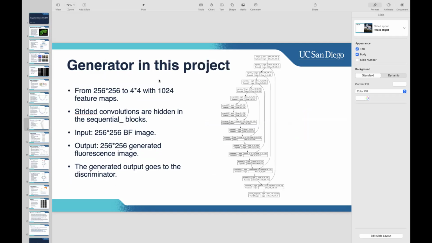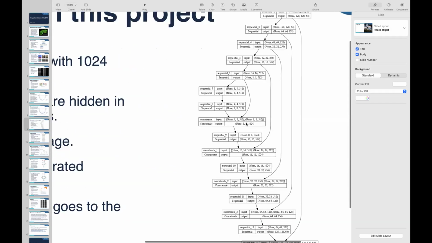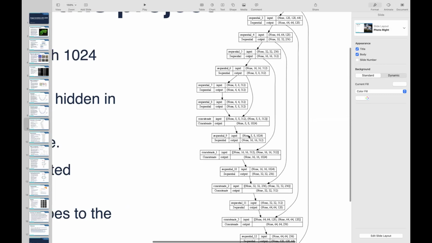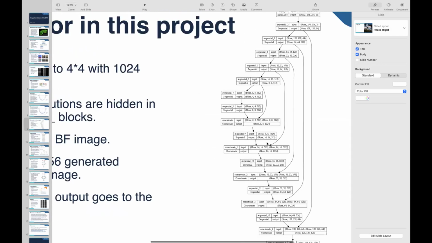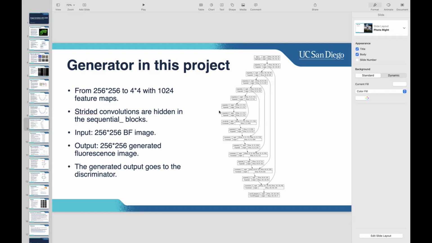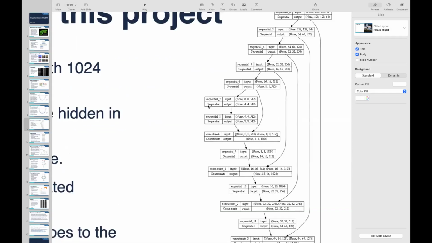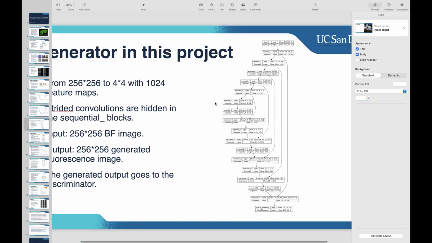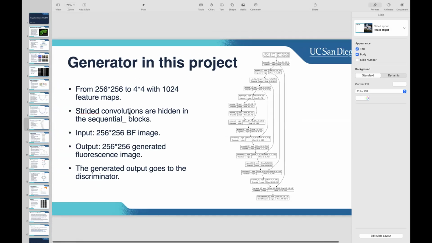Okay. So this is the generator used in this project. Basically, it goes from 256 by 256 down to 4x4, with 1024 feature maps. The strided convolutions are hidden in these sequential blocks. The strided convolution is basically just like I mentioned earlier.